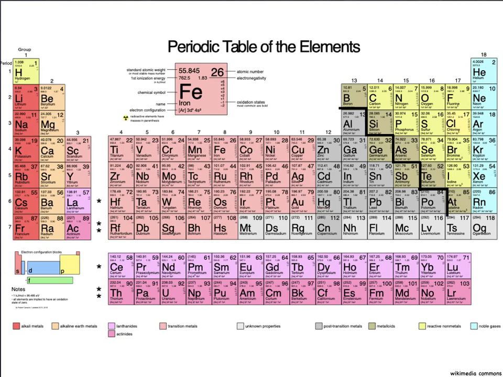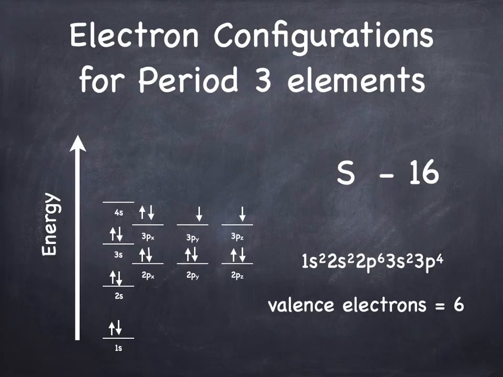Okay, let's look at something to the right of the stair-step line. So let's take a look at sulfur. Sulfur has 16 total electrons, 6 valence electrons. Again, you think about ways it could get to 8 valence electrons. Well, it could get rid of all of its third energy level electrons, which would leave it with 8 electrons in the second energy level. An alternative would be to gain 2 electrons.